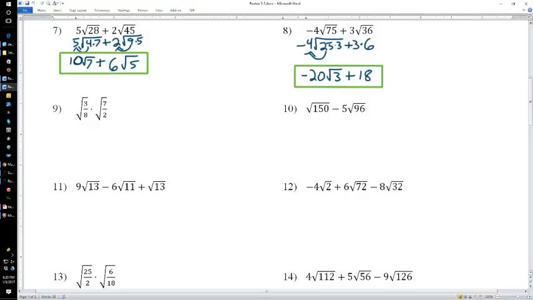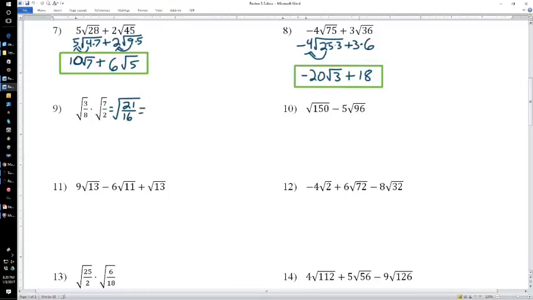Number 9. Okay, we're not adding or subtracting on number 9. We're multiplying. So we simply just multiply what's inside the radical. And again, when you're multiplying a fraction, you just multiply straight across. Top with the top, bottom with the bottom. So in this case, we get 3 times 7, which is 21. 8 times 2, which is 16.